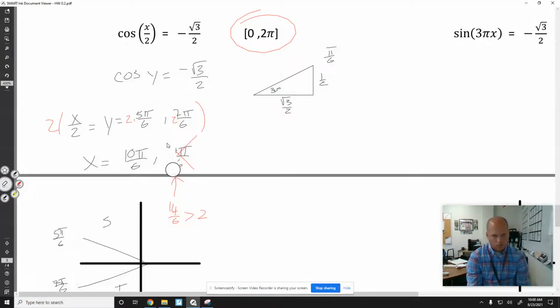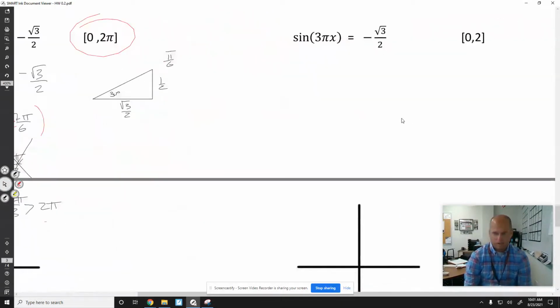Now, what I probably should have done is simplify that. 10 pi over 6 to be 5 pi over 3. That's already close to 2 pi. This is 7 pi over 3. 7 pi over 3 is bigger than 2 pi. 7 over 3 is bigger than 2. So 7 pi over 3 is bigger than 2 pi. I don't want that. The only solution on our interval is 5 pi over 3. This is just like, it's a little bit more complicated. You know, it's not as simple.